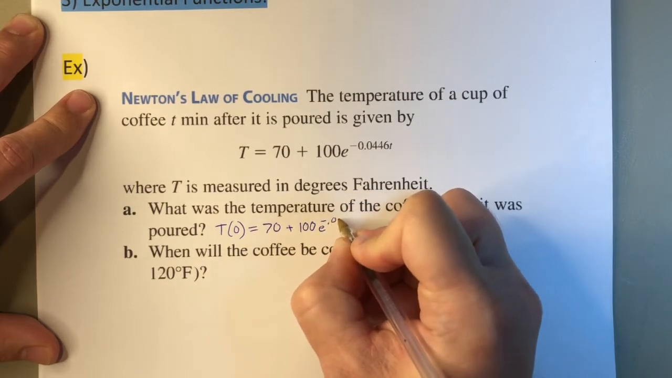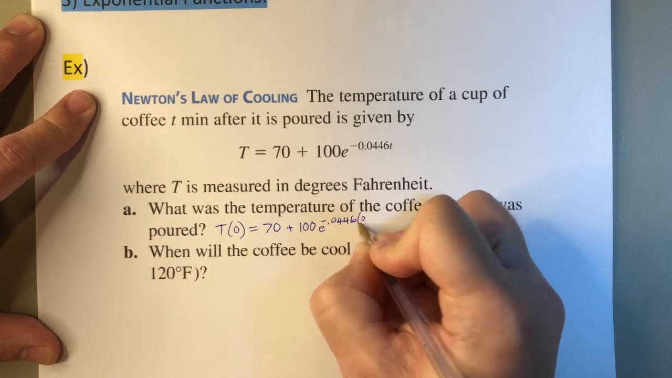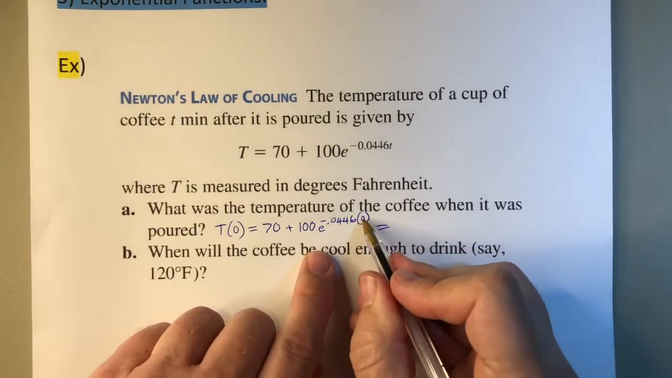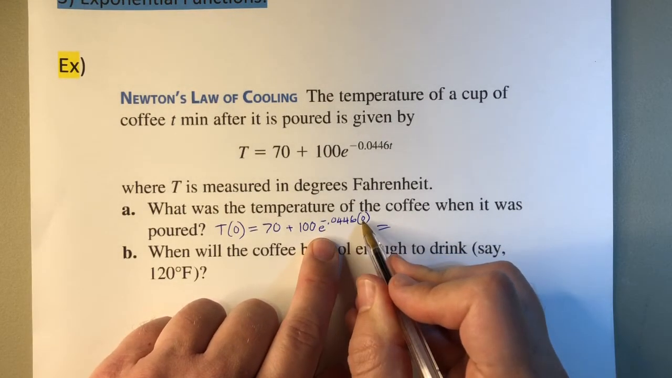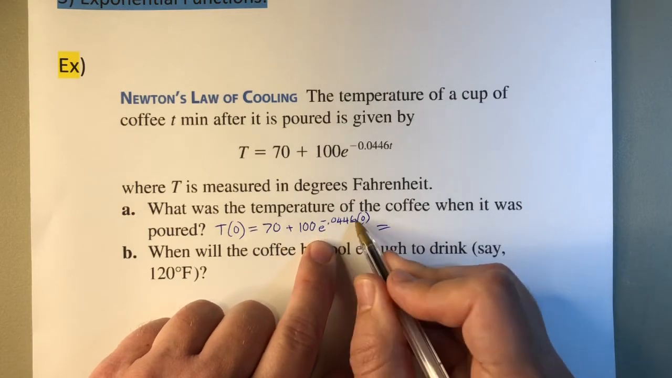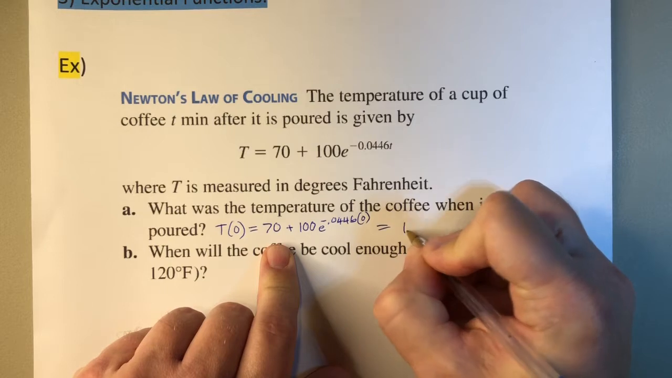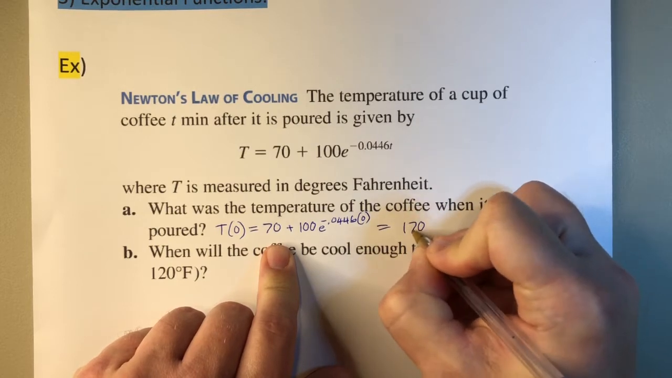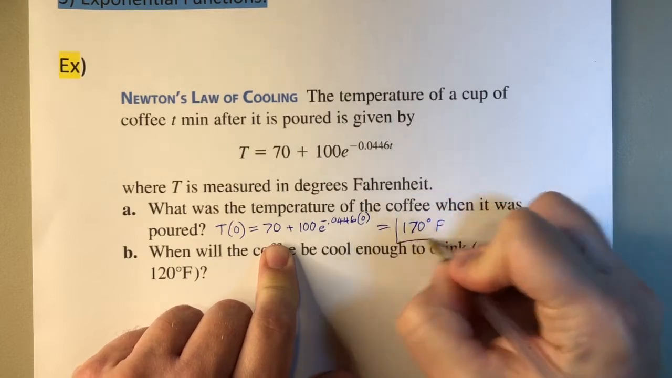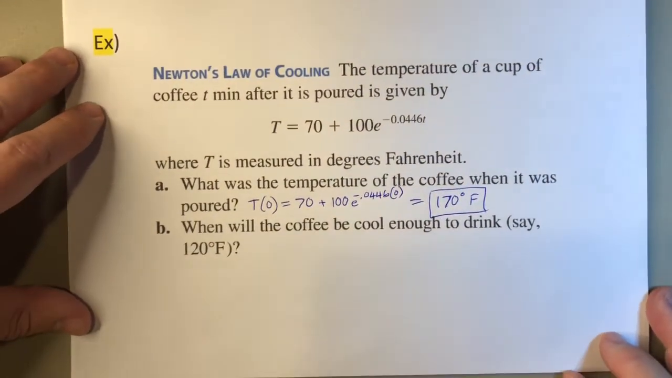And you could use your calculator if you wish, even though this one really doesn't require a calculator because t is 0. Any base e to the 0 is 1. 100 times 1 is 100. 100 plus 70 is 170. So the temperature here would be 170 degrees Fahrenheit. That's the initial temperature of the cup of coffee immediately after it was poured.